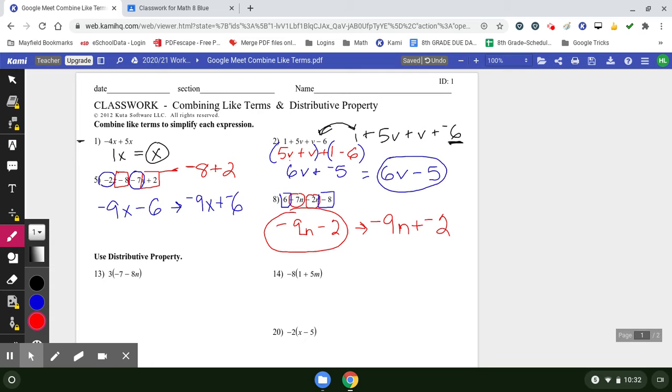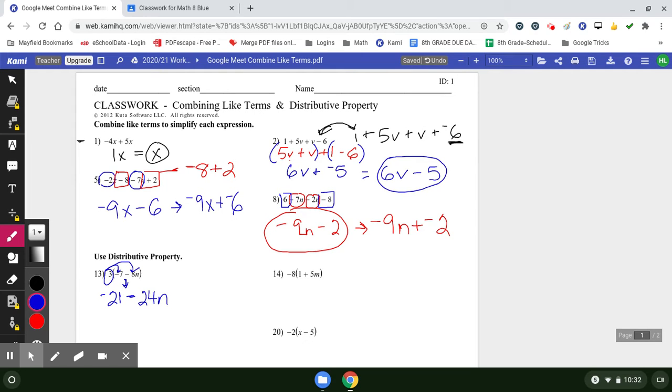Okay, so we're going down to the distributive property for number 13. Remember, you circle the term in front and you're going to multiply by each term inside parentheses. So I have 3 times negative 7, negative 21. Bring down the minus. There's a minus up here, so that comes down. 3 times 8 is 24, so 24n.